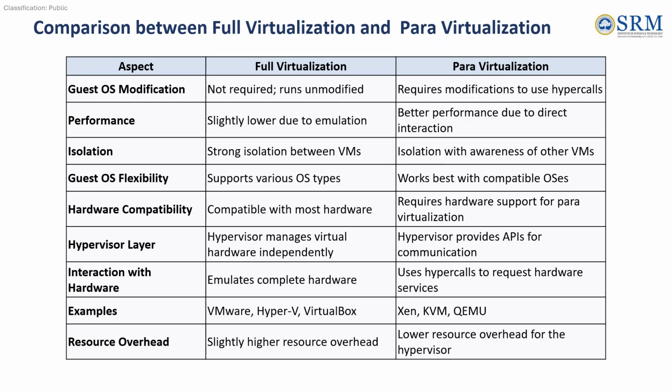Examples of full virtualization include VMware, Hyper-V, and VirtualBox. Examples of para-virtualization include Xen, KVM, and QEMU.